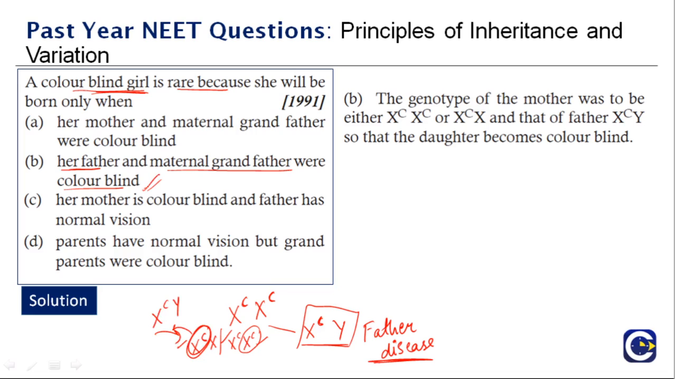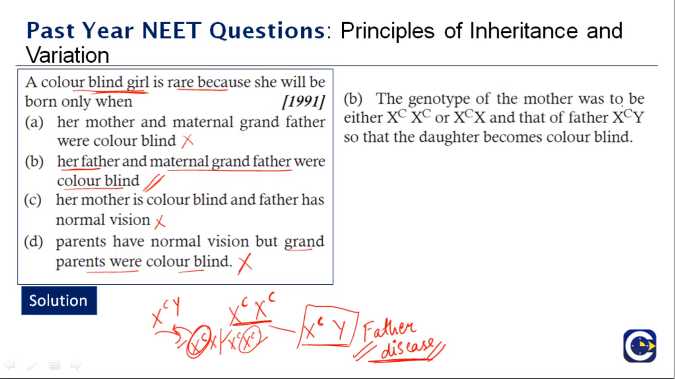Okay, let's look at the other options. This option was anyway wrong. Her mother is color blind and father has normal vision. This is definitely wrong because the father has to have the disease. Parents have normal vision but grandparents were color blind. Again, this option is wrong because the father has to have the disease for the girl child to have the disease.